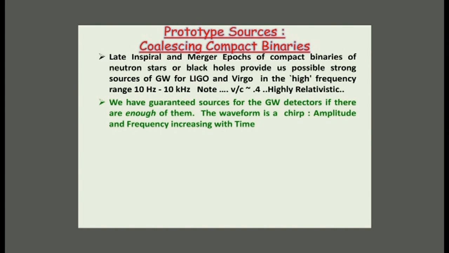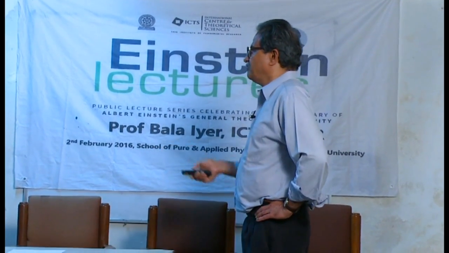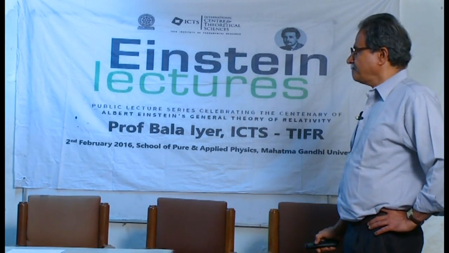We really don't know how many should be there. So if there are enough of them, then we should be able to see these gravitational waves. From our elementary understanding of the fact that they are going very fast, going into strong gravitational fields, we can predict their amplitude should increase with time, and their frequency also should increase with time.